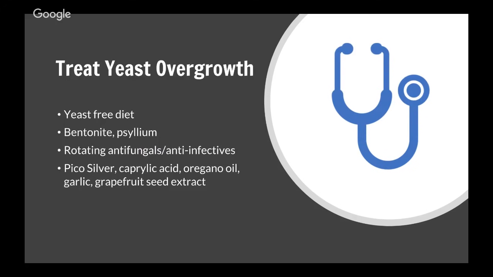Yeast-free diet, bentonite, psyllium, rotating the antifungals, anti-infectives, pico silver. It's now at the top of my list because we can starve the yeast and we can remove some of the toxins with the bentonite and psyllium, and that does a lot of good. But as the viruses, bacteria, and parasites are kind of coming to the surface, when we get rid of some of this yeast, we do have to use the pico silver in rotation with the caprylic acid, plus or minus the oregano oil. It's very strong for a lot of people, but there is also the garlic and grapefruit seed extract.